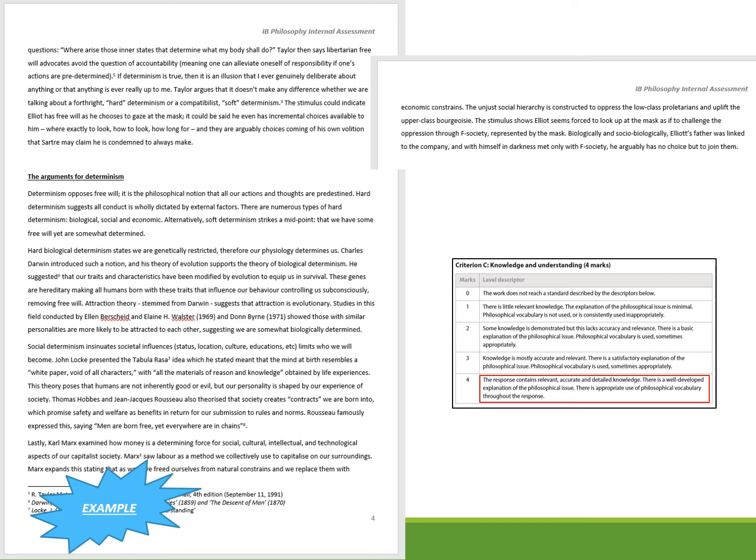You've said that you're going to discuss free will determinism, then you make sure that you convince the reader that you have done your research and that you fully understand free will and determinism, and the proponents of those dispositions. So in this case, you can judge. I'm not going to tell you what the mark was for knowledge understanding for this paper, but read it yourself and think: are they showing a good level of knowledge, or are they not?